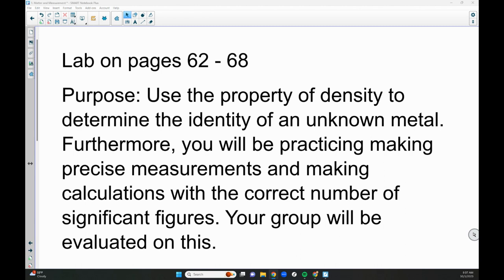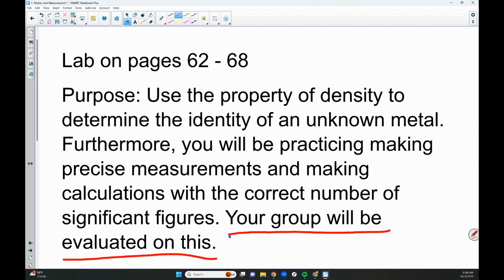Our ultimate goal as of Monday next week is you're going to use the property of density to determine the identity of an unknown metal. Furthermore, you're going to be practicing something we've been talking about, making precise measurements and making calculations with the correct number of significant figures. And ultimately, this is what your group is going to be evaluated on. So I'm going to be checking your data to make sure that it is correctly and precisely gathered. So please make sure that you understand how to do that. I'm going to walk you through some of this stuff right now.